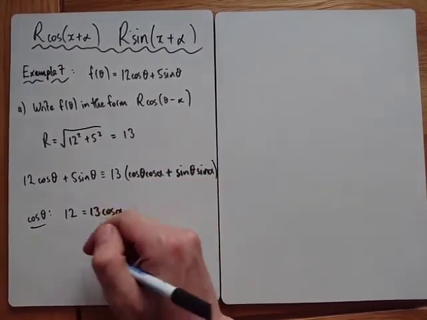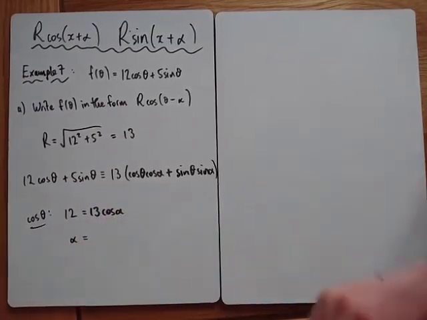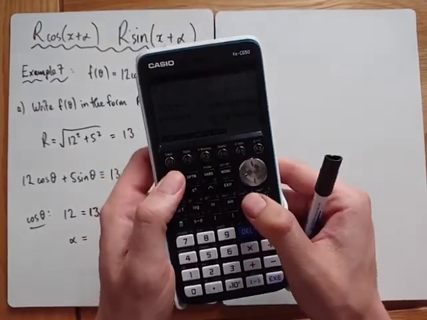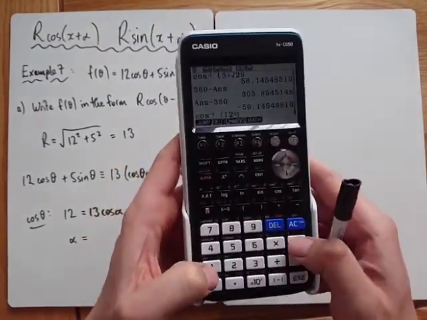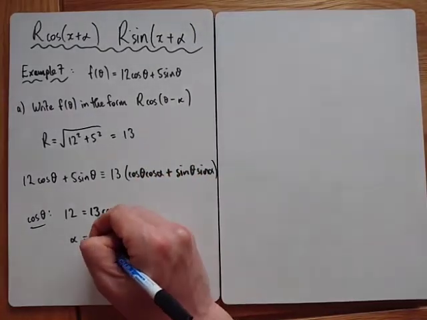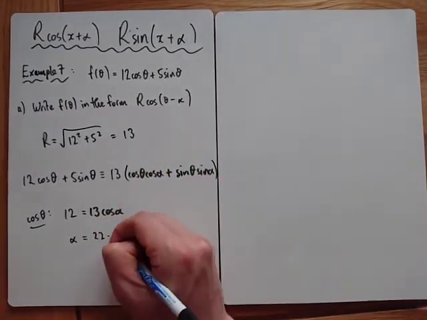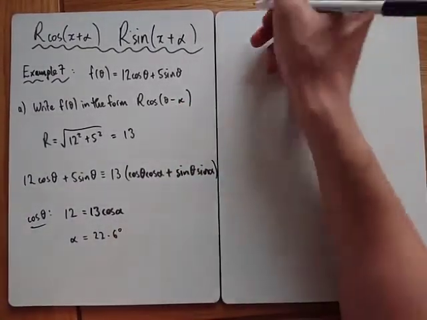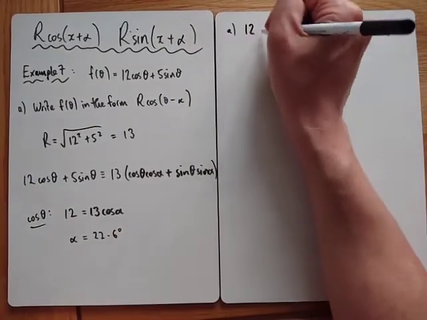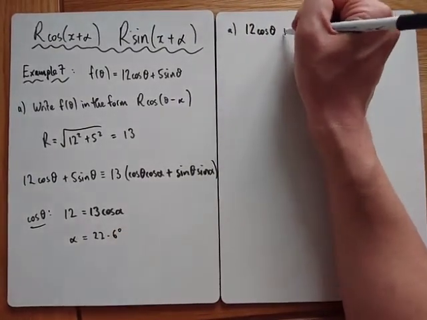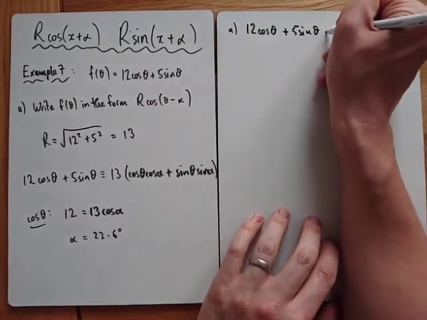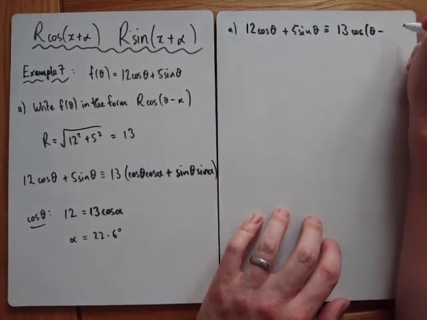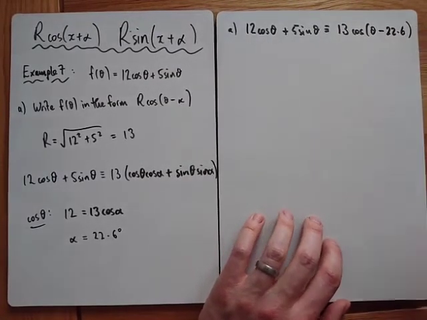And then if we divide, take cos inverse. Let's see what we get for alpha. We're in degrees again on this one. Yeah, we are. Okay, 12 over 13. So we get 22.6 degrees. Okay. So we know from part A that if we've got 12 cos theta plus 5 sin theta, that's the same as 13 cos of theta minus 22.6.